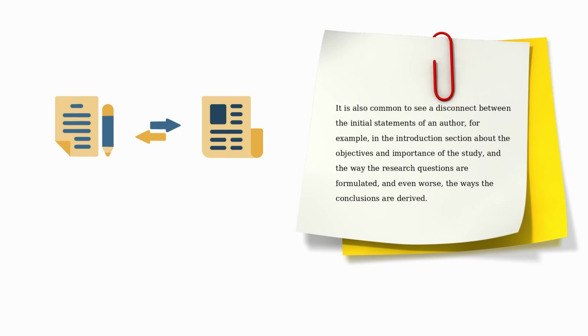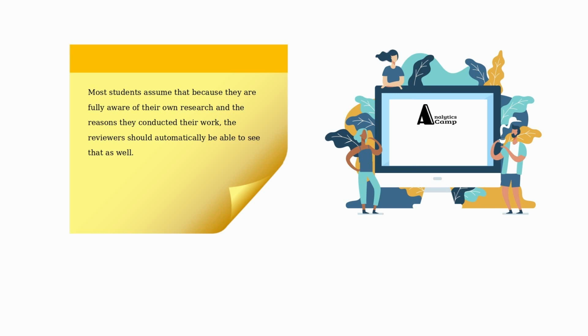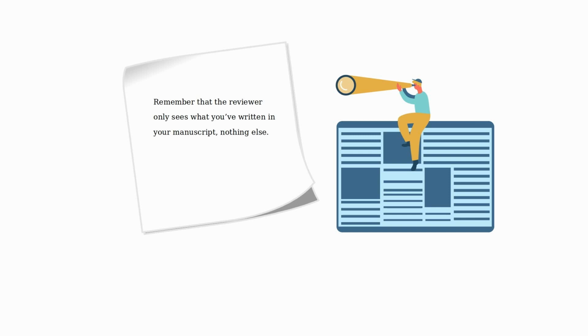It is also common to see a disconnect between the initial statements of an author, for example in the introduction section about the objectives and importance of the study, and the way the research questions are formulated, and even worse, the ways the conclusions are derived. Most students assume that because they are fully aware of their own research and the reasons they conducted their work, the reviewers should automatically be able to see that as well. Remember that the reviewer only sees what you've written in your manuscript, nothing else.